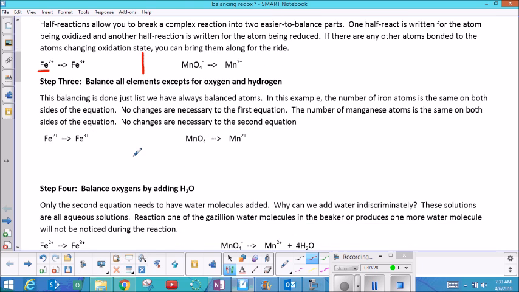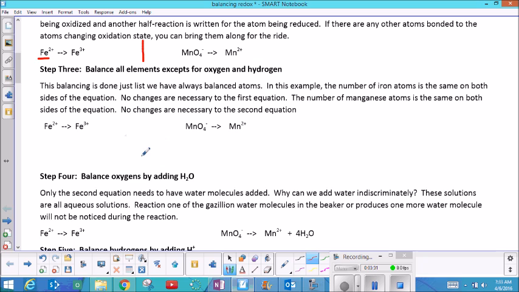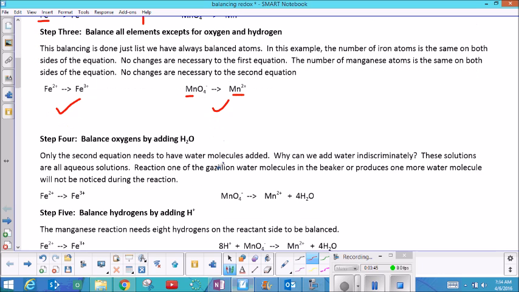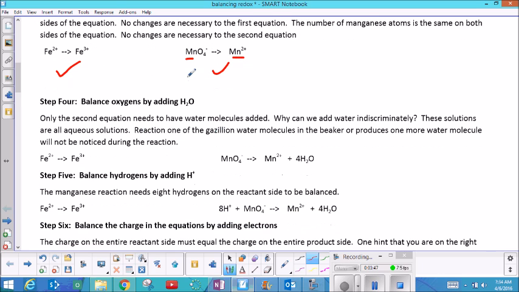So I've divided it into 2 half reactions. The next step is to balance everything except for hydrogens and oxygens. So that means the other elements. So I have 1 Fe, I've got 1 Fe. Check, that's balanced. I have 1 Mn, I have 1 Mn. Check, that's balanced. The next step is to balance the oxygens. And you balance oxygens by adding water.